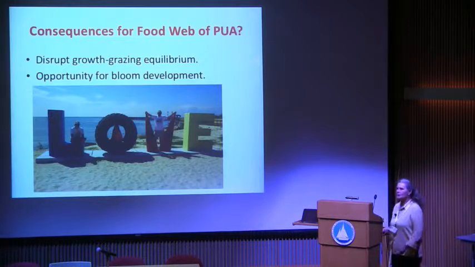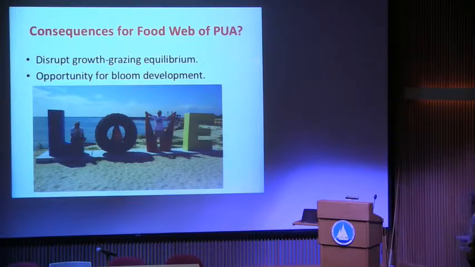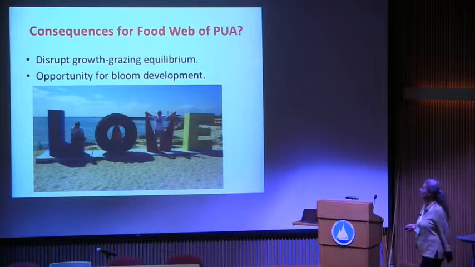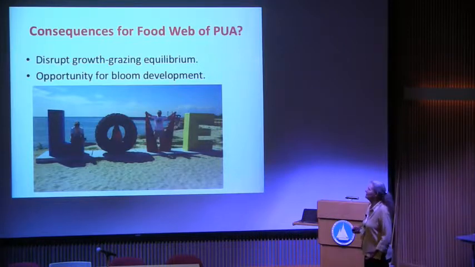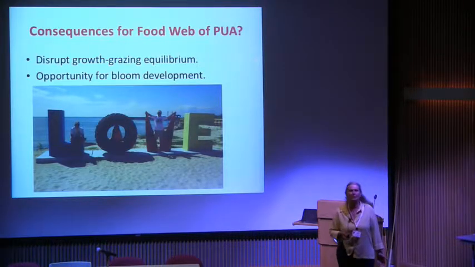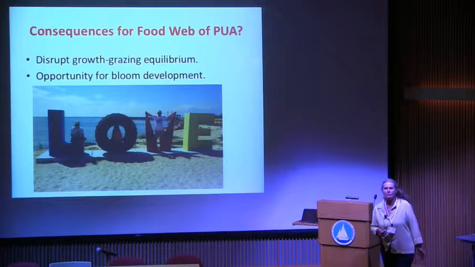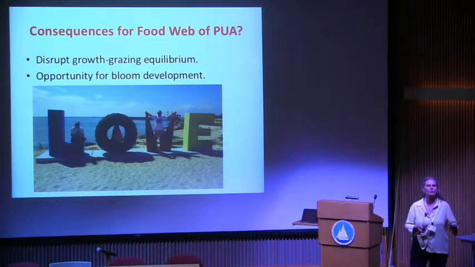So what are the consequences of all this? I'm going to have plenty of time for questions. The consequences of this for the food web is that it disrupts the growth grazing equilibrium, and that really provides an opportunity for further bloom development.